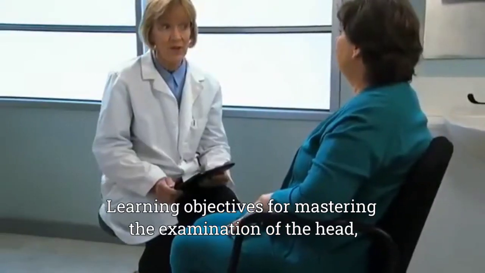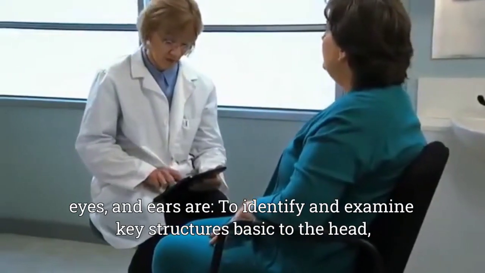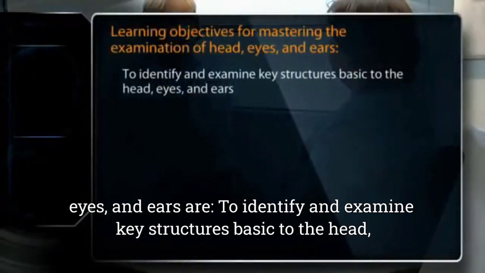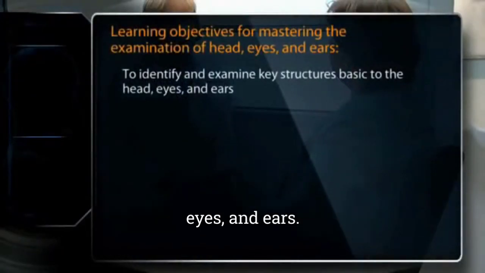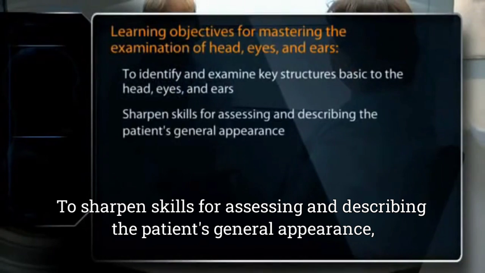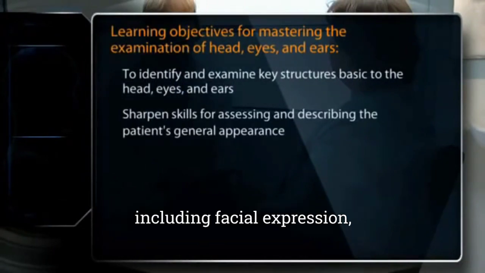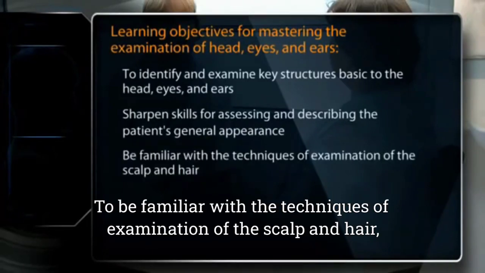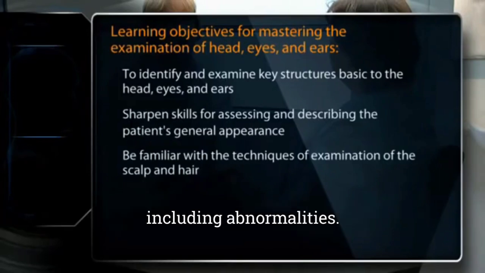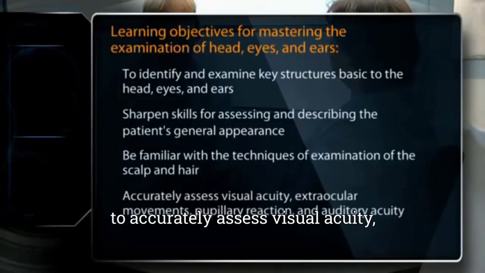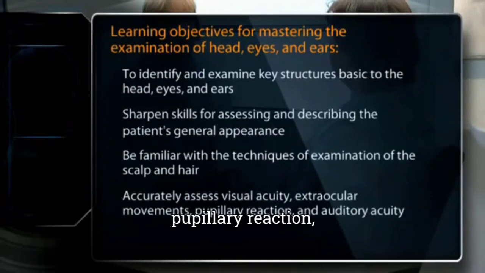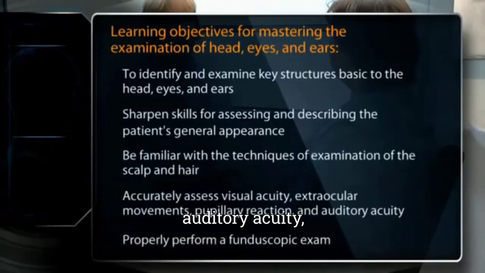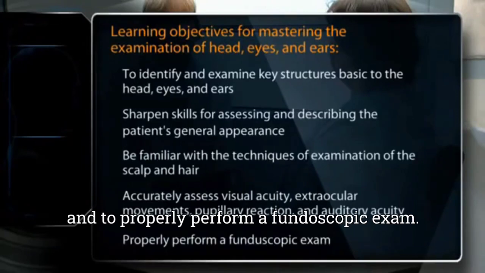Objectives for mastering the examination of the head, eyes, and ears are to identify and examine key structures basic to the head, eyes, and ears, to sharpen skills for assessing and describing the patient's general appearance, including facial expression, contours, and asymmetry, to be familiar with the techniques of examination of the scalp and hair, including abnormalities, to accurately assess visual acuity, extraocular movements, pupillary reaction, auditory acuity, and to properly perform a fundoscopic exam.